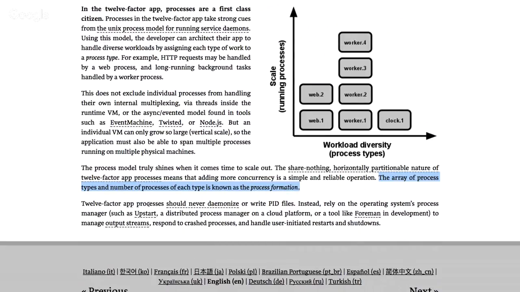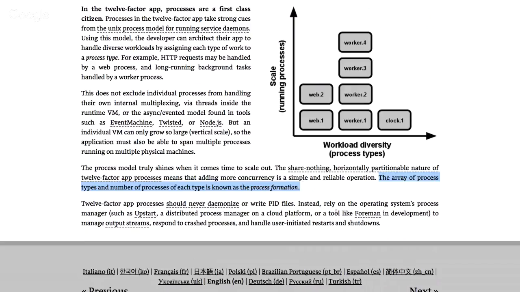12-factor app processes should never daemonize or write PID files. Instead, rely on the operating system's process manager, such as Upstart, a distributed process manager on a cloud platform, or a tool like Foreman in development, to manage output streams, respond to crashed processes, and handle user-initiated restarts and shutdowns.